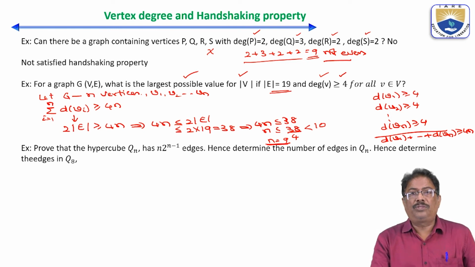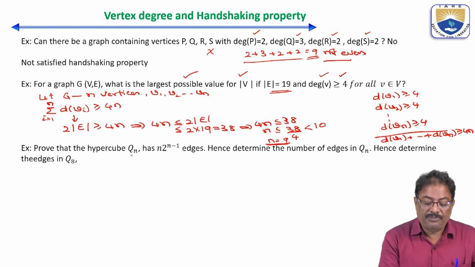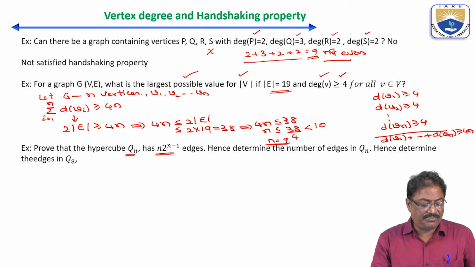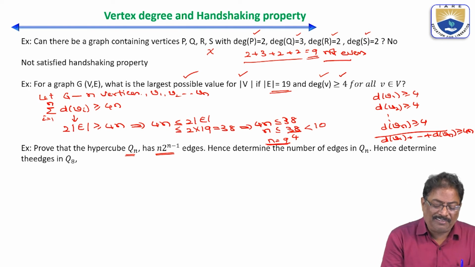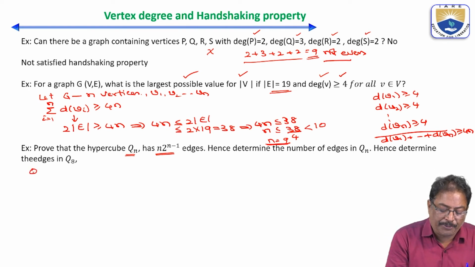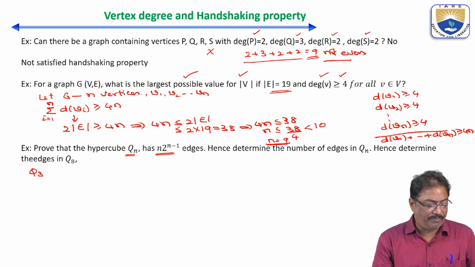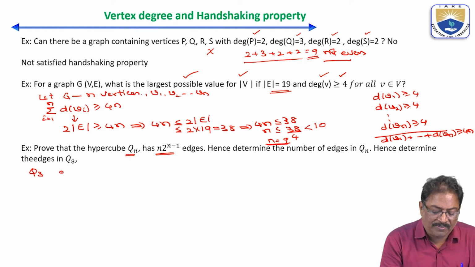Let us prove that hypercube Qn has this many edges. Now let us go for a hypercube. I'm just taking the hypercube Q3, a particular hypercube. What is the shape of this? This is the hypercube I am going to consider.